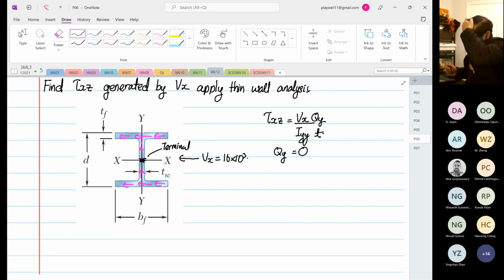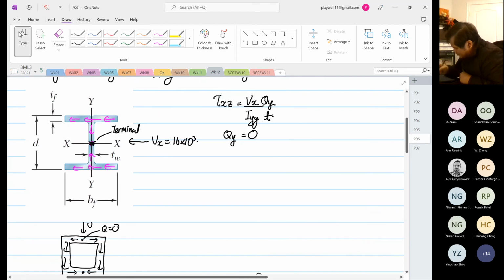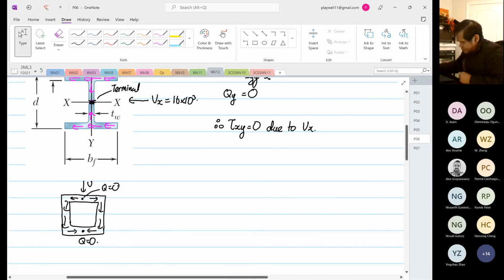Like if you look at the analysis of a box beam, just to quickly recap, if you have V coming here, it goes out. And then when it comes to here, when left and right meet, the Q is also equal to 0, yes or no? So over here at the top Q is equal to 0, at the bottom Q is 0, at that point. So for this case, Qy is equal to 0. So therefore it's equal to 0 due to Vx. Okay, and I think we did this before.